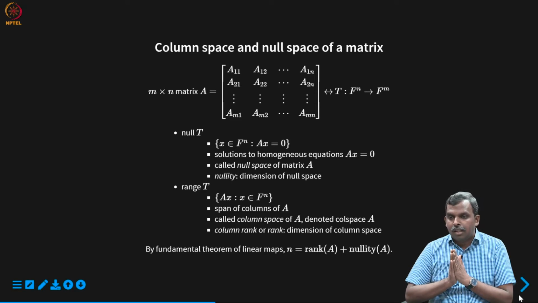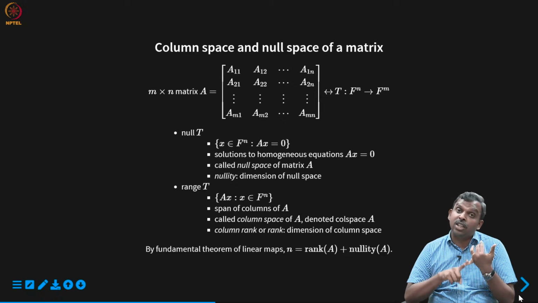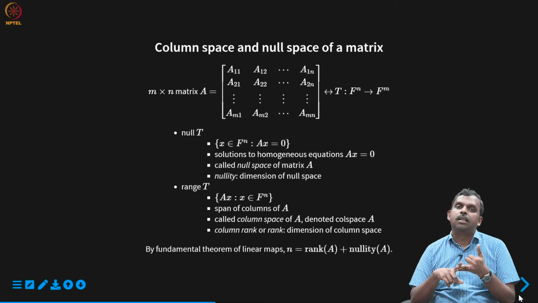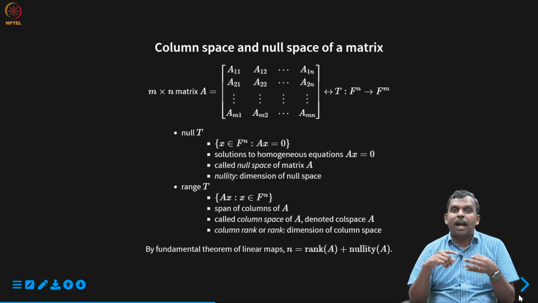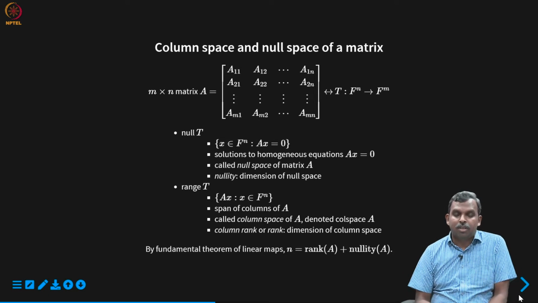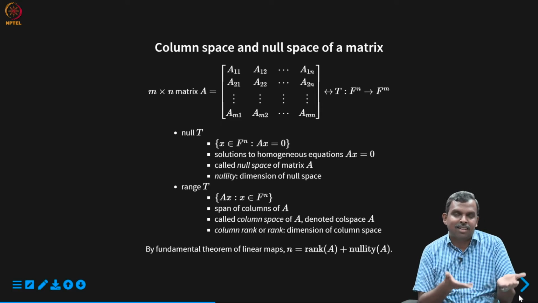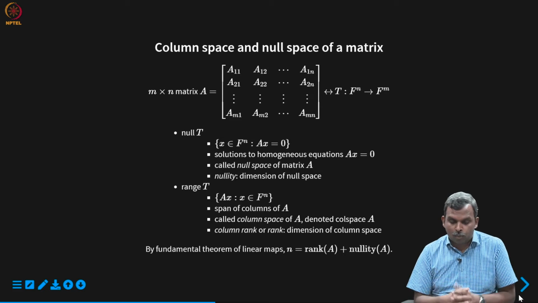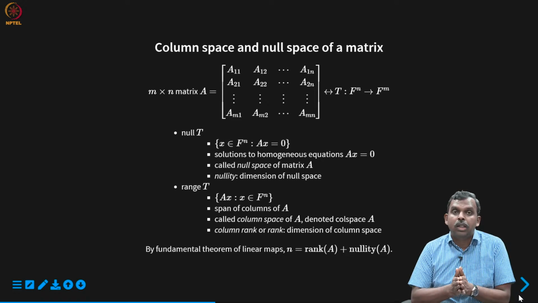So hopefully this is clear to you. There is the column space, which corresponds to the range of the linear map represented by the matrix. There is the null space, which corresponds to the solution of the homogeneous equation defined by that matrix, which is also the null space of the linear map represented by the matrix. And by the fundamental theorem, you know that n, which is the number of columns, should be equal to the rank of A plus the nullity of A. Okay, so this is also another result. There is no need to prove this separately, right. This is exactly the fundamental theorem of linear maps. So that hopefully completes the picture for you in the matrix world.